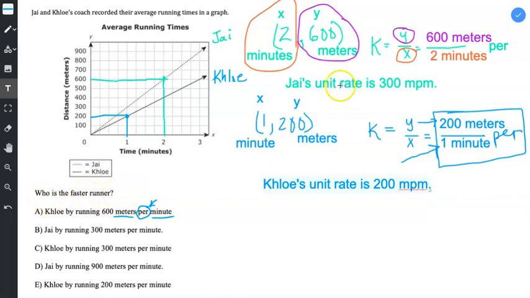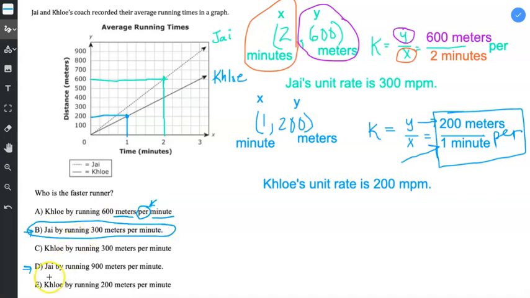All right, so let's look back. Jai's unit rate is 300 meters per minute. So he's covering 300 meters in 1 minute, while Khloe is only covering 200 meters in 1 minute. So the faster runner is Jai. So the answer should have Jai as we're saying that Jai is faster. So right away, I'm going to pay attention to the ones that say Jai is faster. So letter B, Jai by running 300 meters per minute. Wow, that looks like the correct answer.